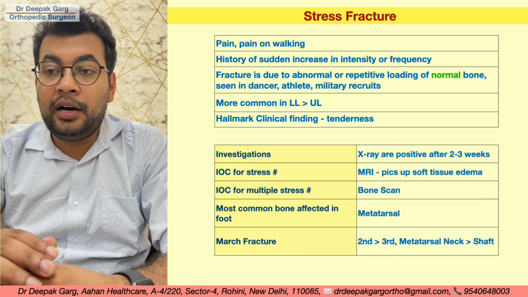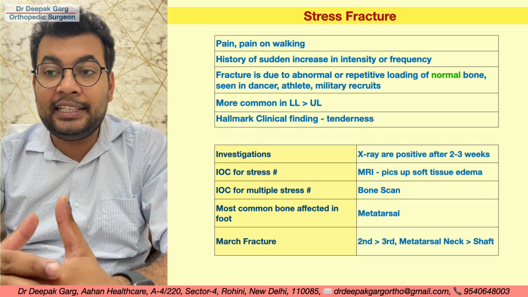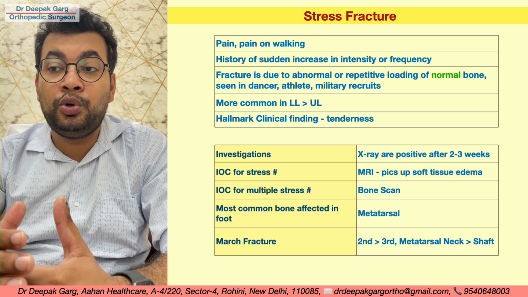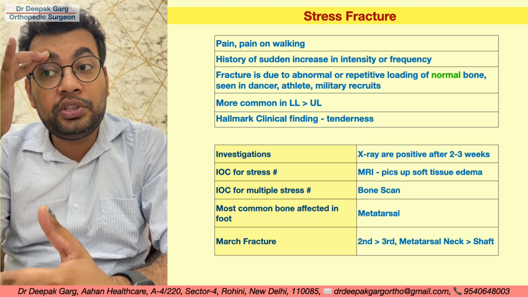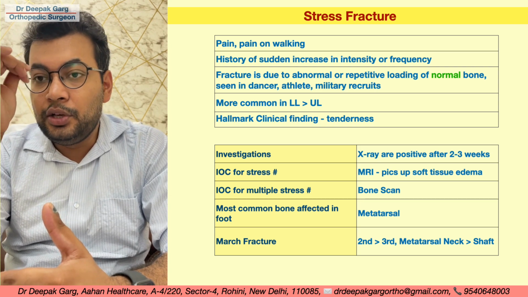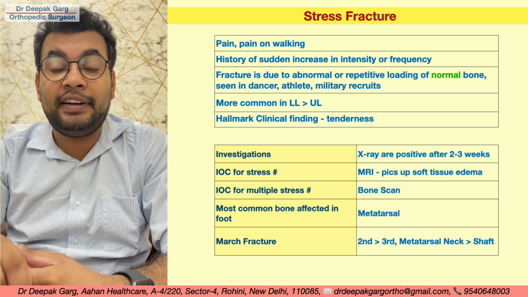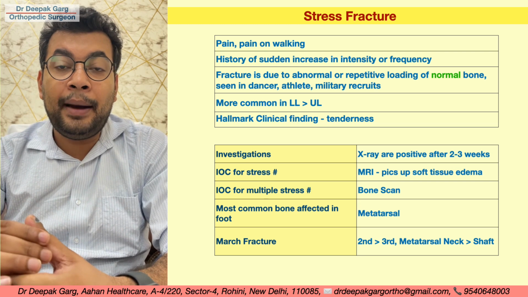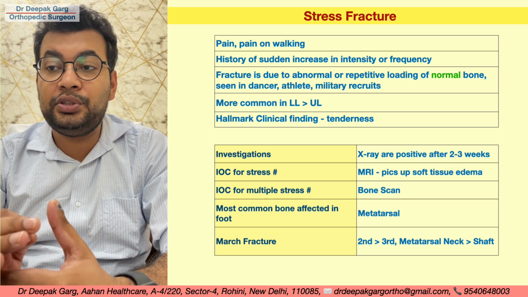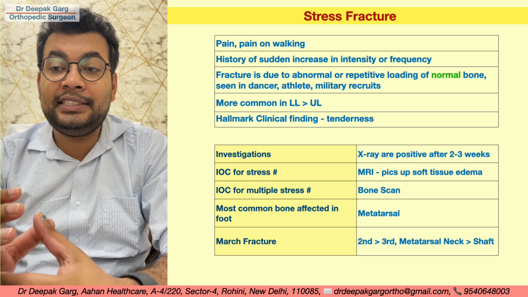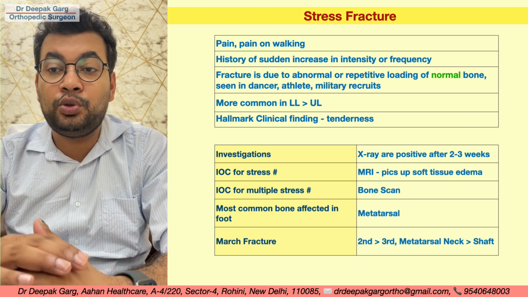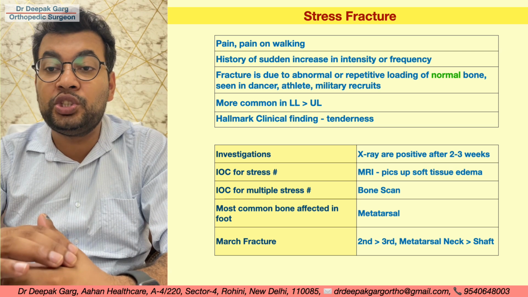So let's look at the investigation. We usually get the x-rays, but x-rays are usually not positive till 2 to 3 weeks. So till 2 to 3 weeks x-rays are usually normal. So the investigation of choice for stress fracture is MRI, and MRI will show the soft tissue edema. And for multiple stress fractures, MRI will pick up only the one region. So for multiple stress fractures it is bone scan.